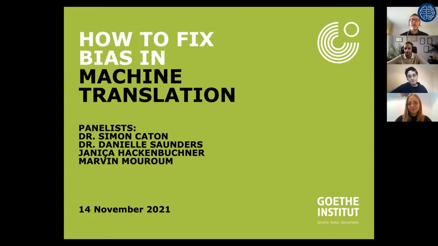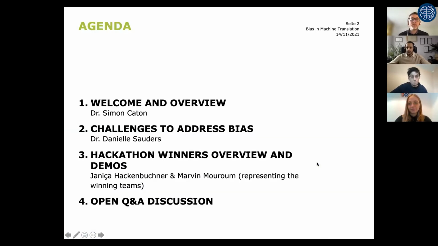So we have quite a wide range of participants from that hackathon here to discuss how we can go about fixing bias in machine translation. Before we really get into this, a little bit of an overview of how the session is going to work. Danielle is going to give us a brief overview of some of the major challenges in this area. Marvin and Janiça will show us the winning entries from the two teams, with an explanation of the challenge they were addressing, and hopefully a slight demo or example of how it works. And then we've set aside quite a bit of time for Q&A.